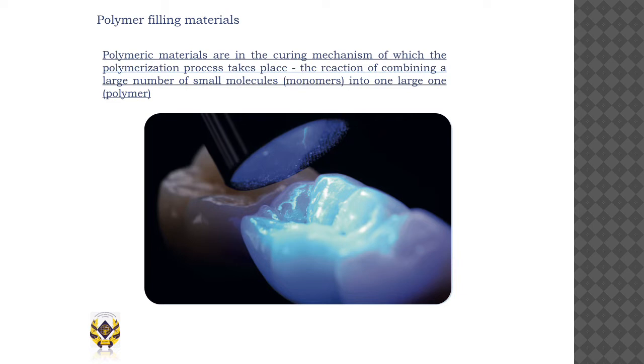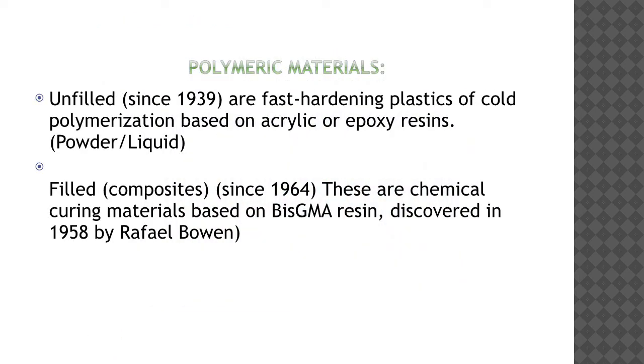Polymer filling materials. These are the materials during the curing of which the polymerization process takes place. It is the reaction of combining a large number of small molecules, monomers, into a large one, the polymer. Polymeric materials are divided into unfilled and filled. Unfilled materials were developed in 1939 and are fast-hardening plastics of cold polymerization based on acrylic or epoxy resins.